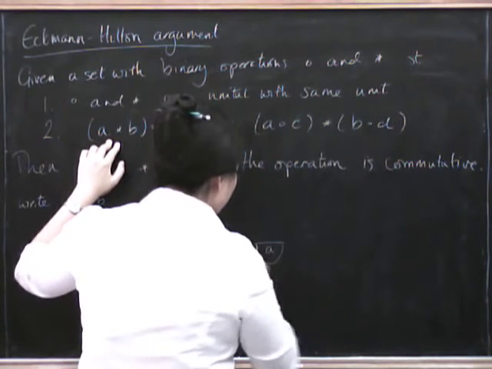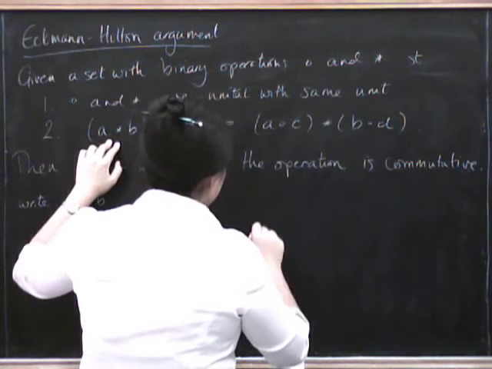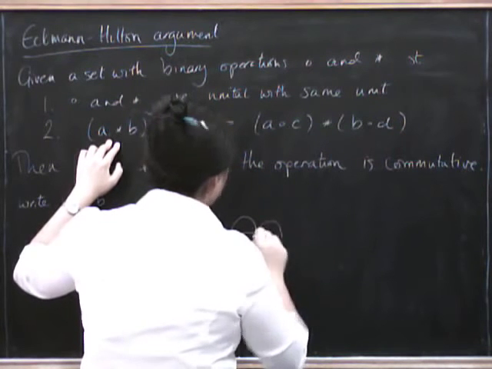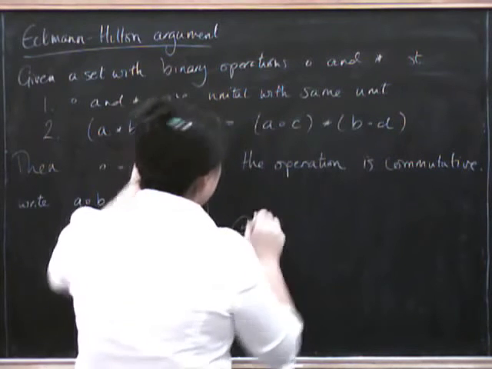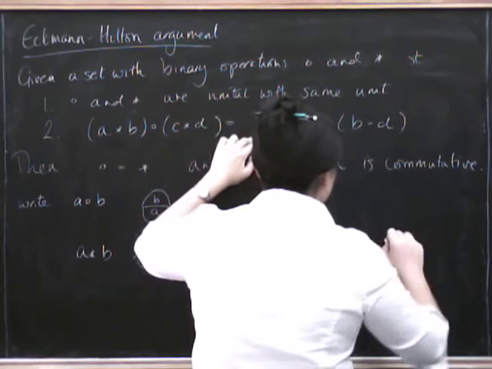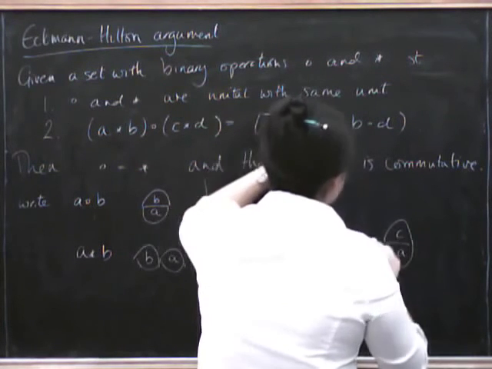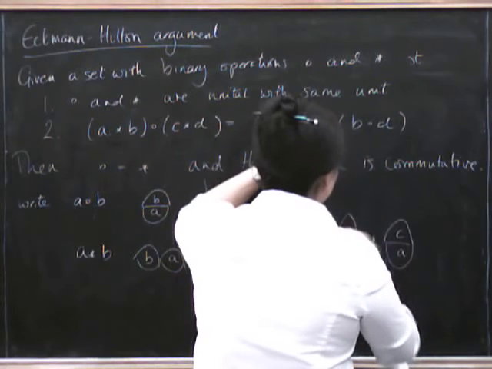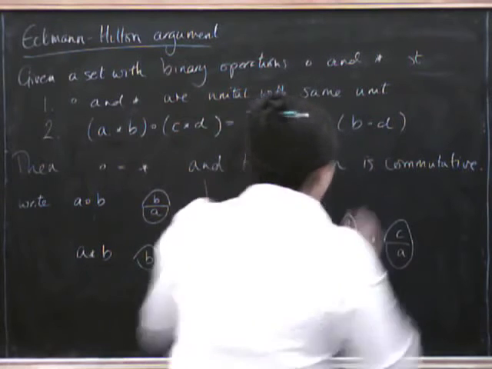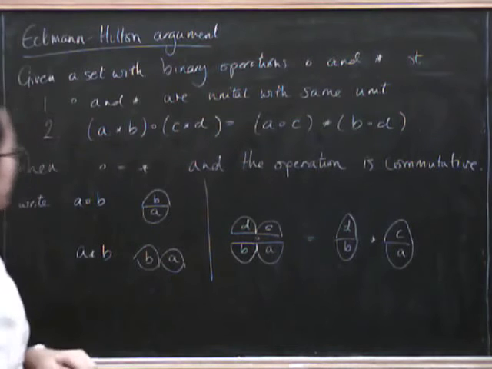That wasn't very straight, was it? A star B circled with C star D, whereas this one is A circle C starred with B circle D. Oh look, this is something we recognize as the interchange law.